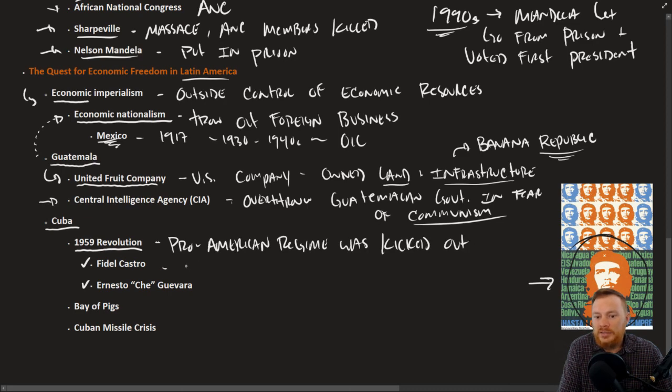Castro more or less asked for Soviet help. And this was especially the case after the Bay of Pigs. The Bay of Pigs was the failed CIA intervention.